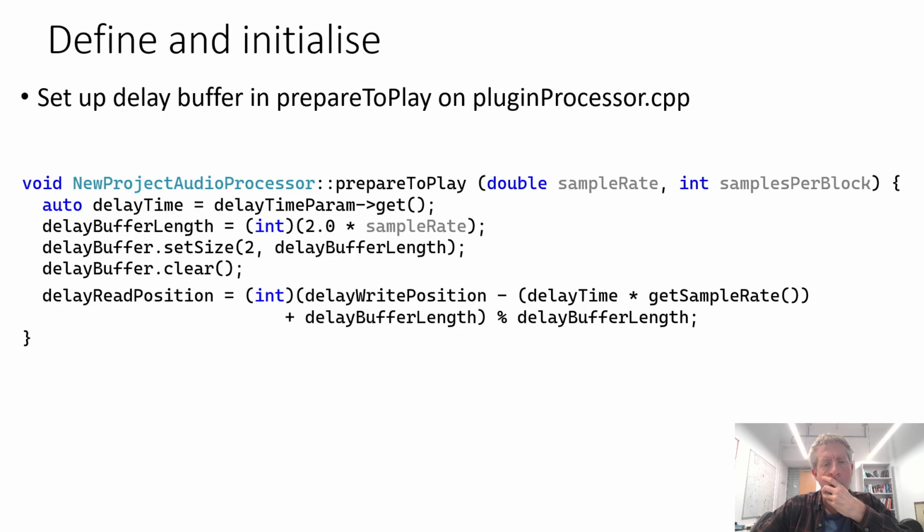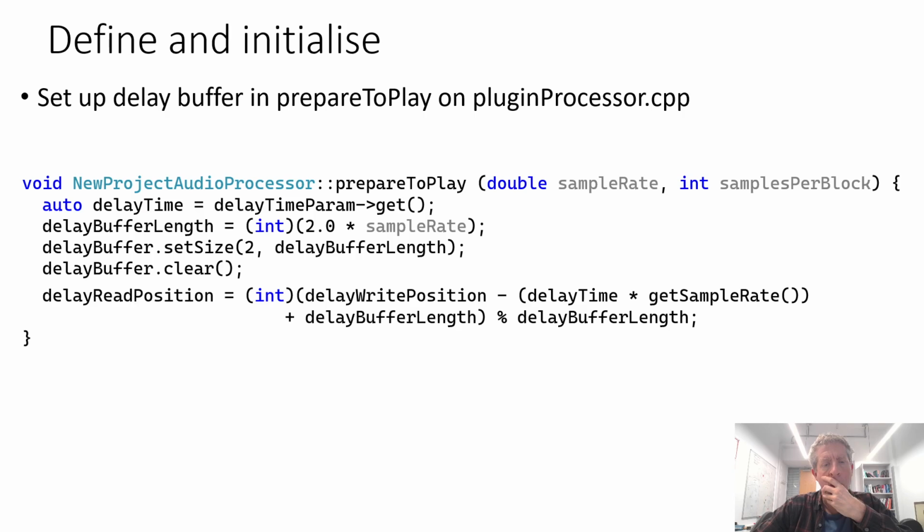Now we can move on to prepare to play. We get the delay time, and at this point it's using our default delay time because there's been no interaction with the user. We set a length for the delay buffer based on the sample rate. So we're going to set that up to 2 seconds, 2 times however many samples is in 1 second.